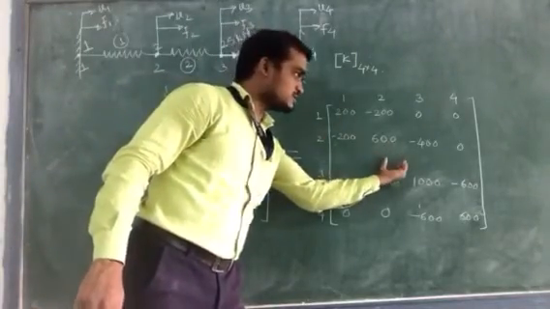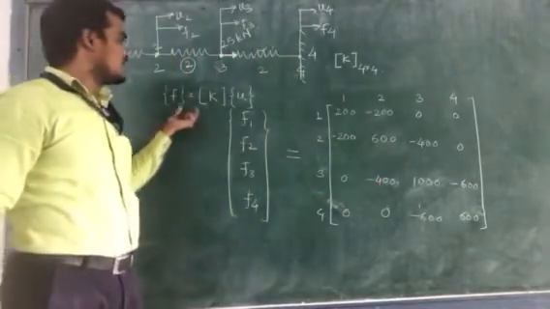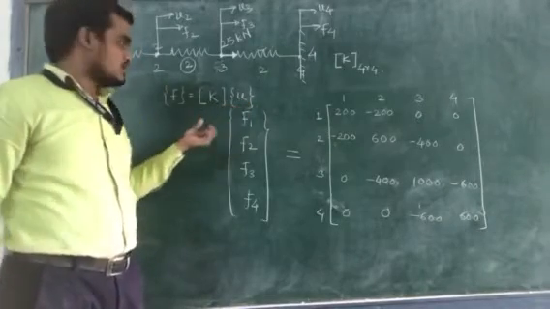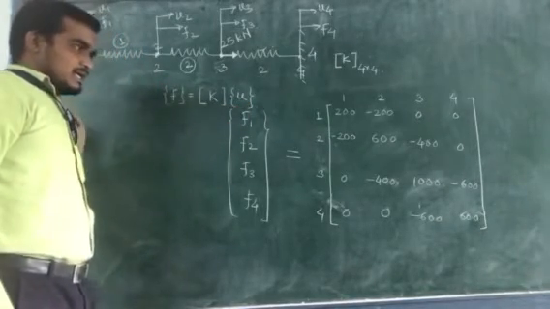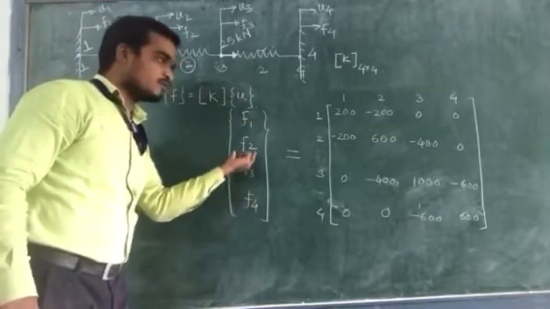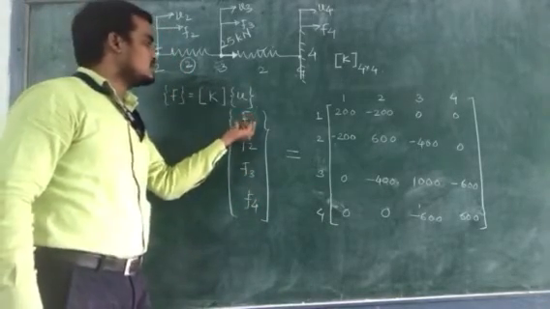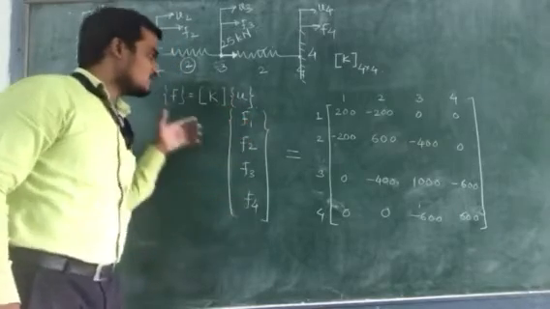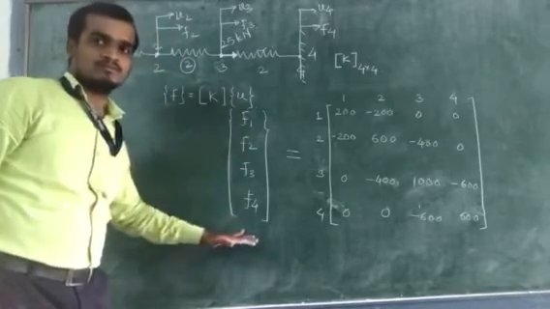By using this global stiffness matrix, the force and displacement relationship. So F values should be at LHS. So I am writing these F values as there are 4 forces. So here I am writing the force vector as 4 rows but only 1 column. This is a vector.